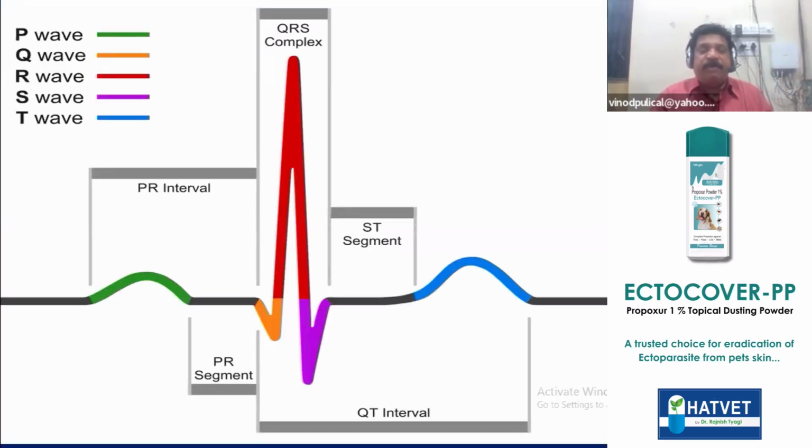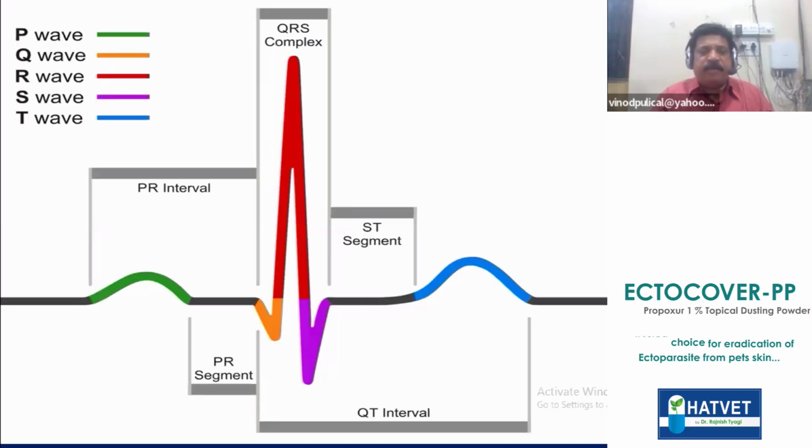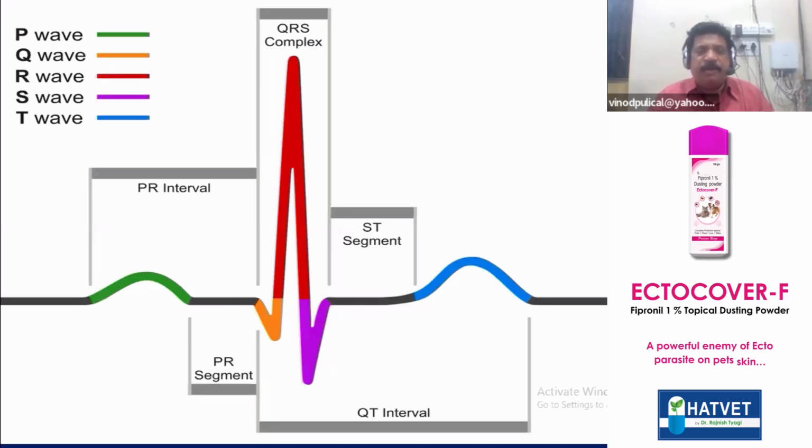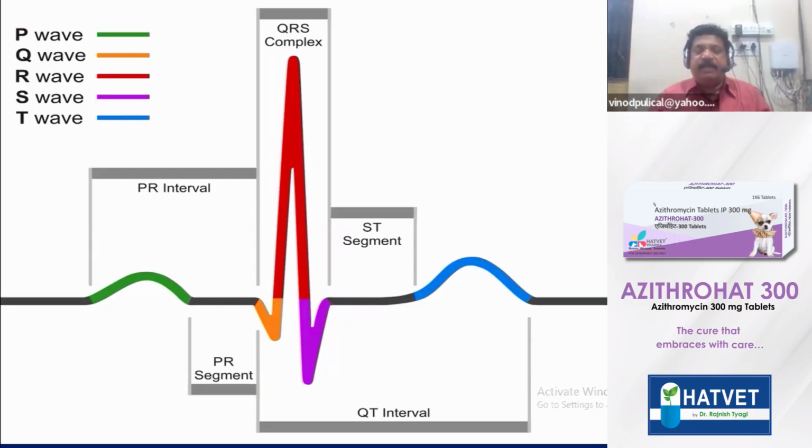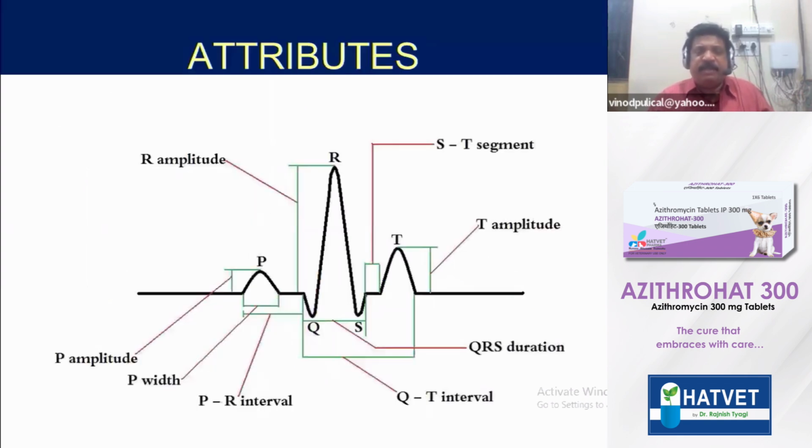So now we can see the P wave here. The green one is the P wave. The yellow one is the Q wave. The red one is the R wave. The violet one is the S wave, and the blue one is the T wave. In between the P and Q, you can see the PR interval, and in between the S and the T, you can see the ST interval, that is the ST segment, and you can see the QT interval also. So these are significant things.